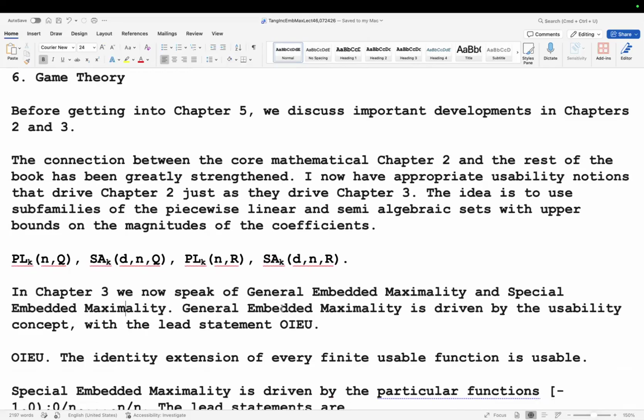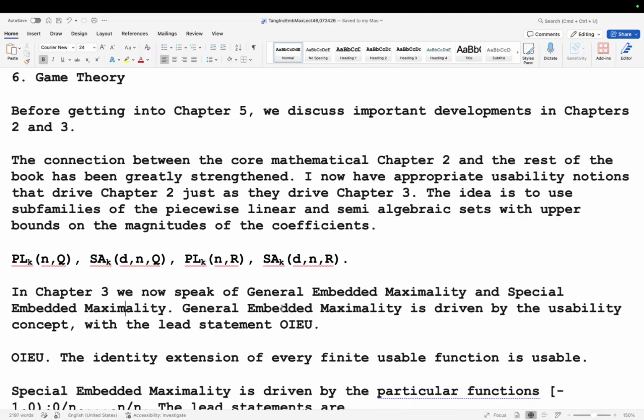PLK,N,Q, SAK,D,N,Q, PLK,N,R, and SAK,D,N,R. I think that these are almost in use in core math. I mean, maybe you can quibble a little bit. So, for example, SAK,D,N,R is the semi-algebraic sets in K dimensions in the reals, of degree at most D, whose coefficients have magnitude at most N. No, K is the dimension, sorry. The subscript K is the dimension. N is the bound on the magnitude of the coefficients. Sorry, that's what this is.